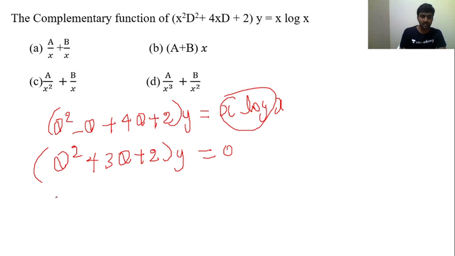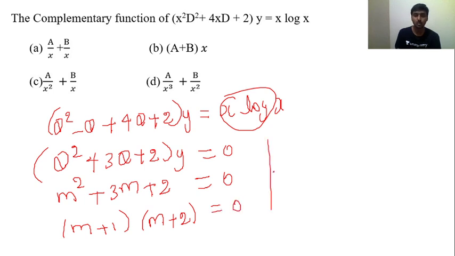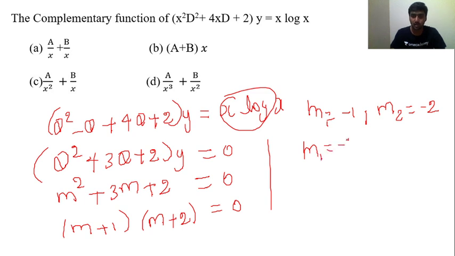The auxiliary equation is m square plus 3m plus 2 equal to 0, where we replace theta by m. The product of the roots should give plus 2, so (m plus 1) into (m plus 2) is equal to 0. The root values are m1 equal to minus 1 and m2 equal to minus 2. Otherwise, we can keep them in ascending order: m1 equal to minus 2, m2 equal to minus 1.